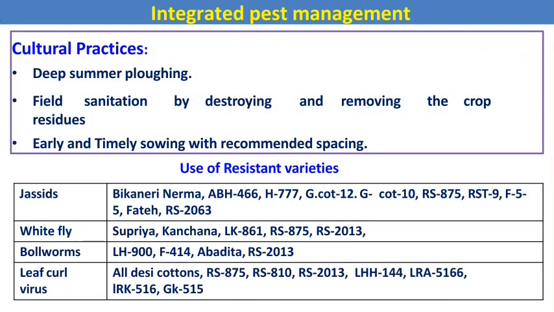The first one is the cultural practices. Cultural practices are nothing but preventive measures. We can manage the pest with the help of regular farm operations like deep plowing, field sanitation, and adjustment of sowing. These are some of the practices. We can also use resistant varieties developed against pests in cotton, like against jassids, whitefly, bollworms, and leaf curl virus. These are some of the most important resistant varieties developed against the pests.